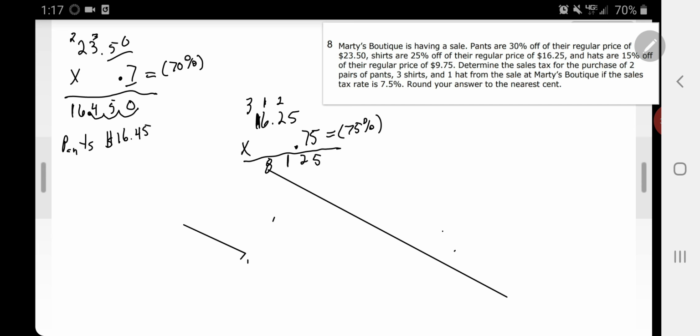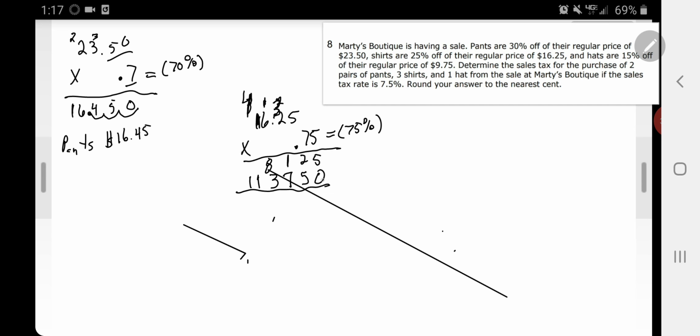Okay, moving on to our next number. So we need a placeholder. Got 7 times 5 is 35. Carry over that 3. All right, for my atrocious writing. 7 times 2 is 14 plus that 3 is 17. 7, carry over the 1. 7 times 6 is 42 plus that 1 is 43. And lastly, 7 times 1 is 7 plus that 4 is 11.